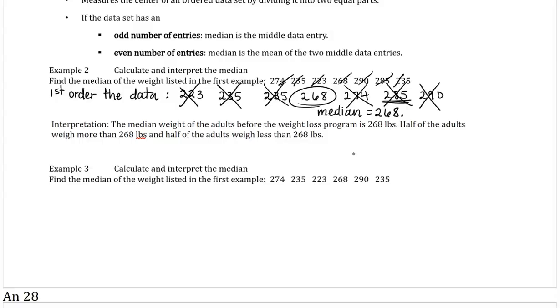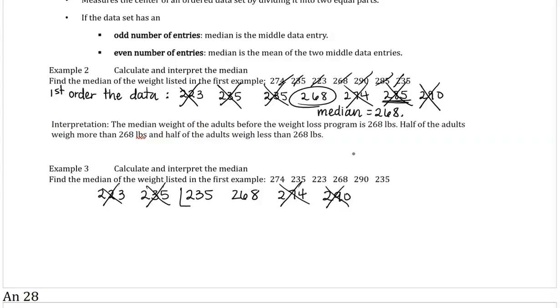I'm going to still begin by ordering the data. It'll be the same order as before, just that we won't have the 285. So it'll just jump to 290. We only have 6 entries now. So cross out on the left, cross out on the right, cross out on the left, cross out on the right. If I cross out any more, then I don't have any data left, so I don't cross out anymore.